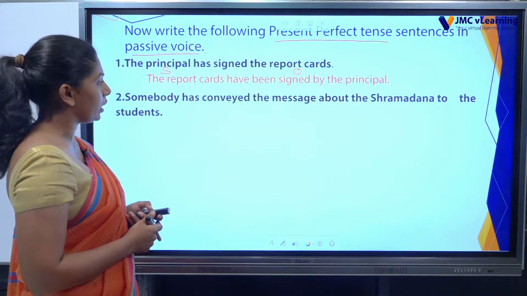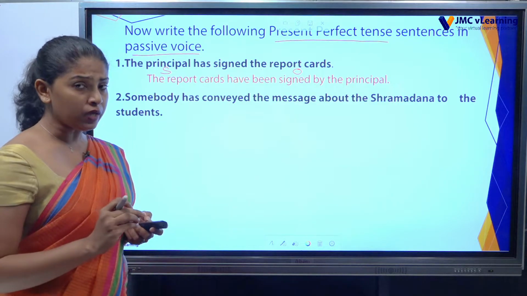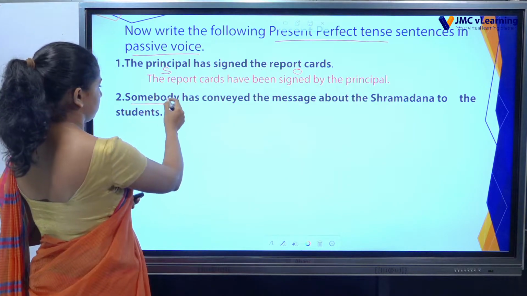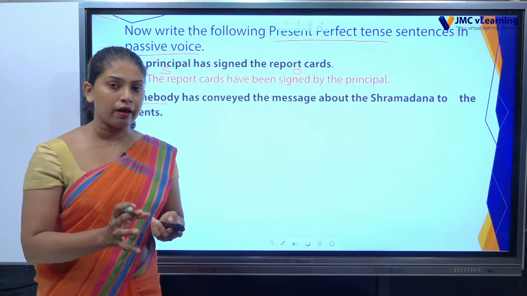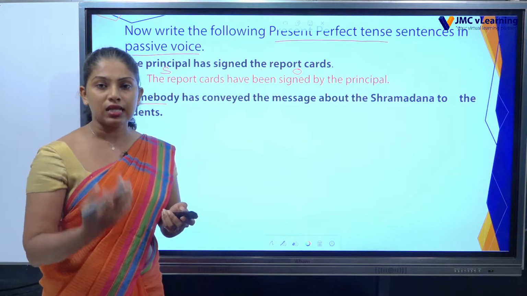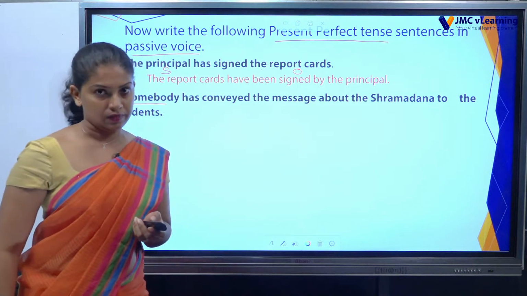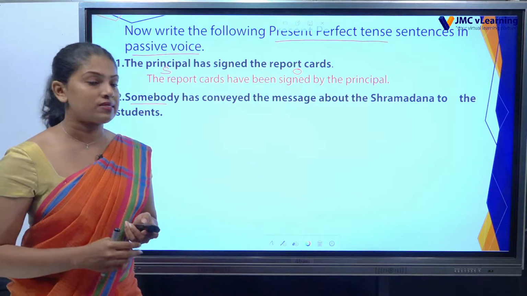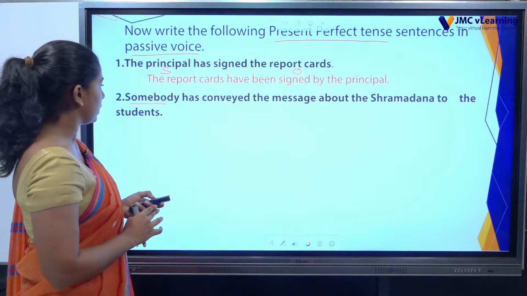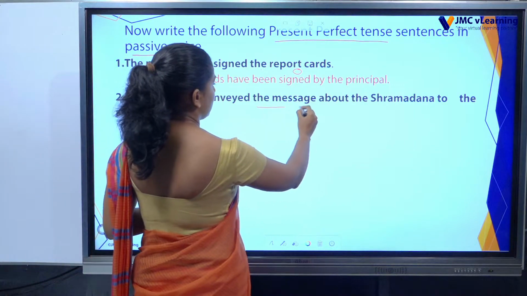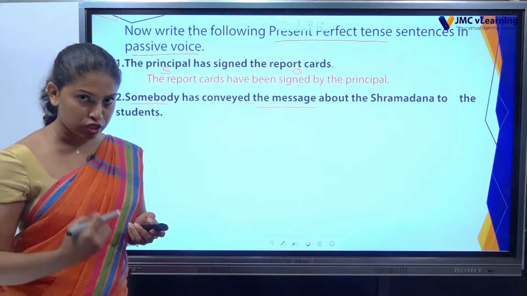Somebody has conveyed the message about the Shramadana to the students. Here we can see somebody. We don't even know who that is. So, if we see such a word in an active voice sentence, somebody, someone, we need not mention it using by, like we did earlier. We can just skip that, erase that and write without by subject. So, here we have to find the object. The message, what has he conveyed? He has conveyed the message. So, message is the object of this sentence.